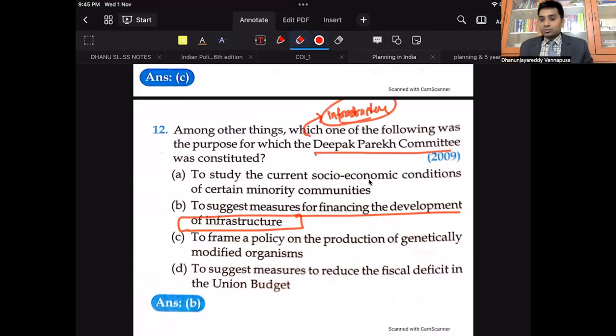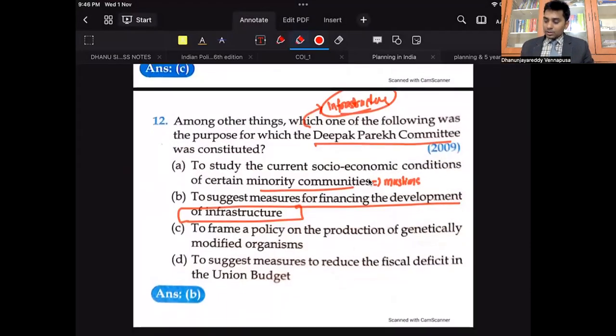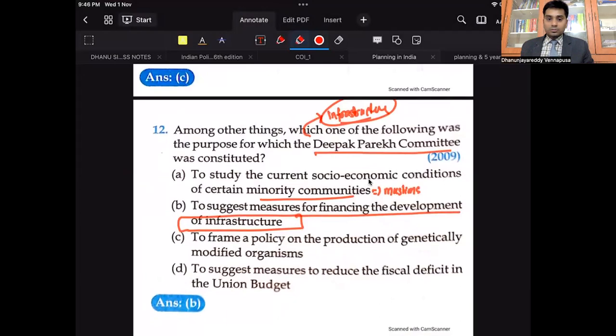To study the current socio-economic conditions of certain minorities, that is Muslims, you have a committee to study the current socio-economic conditions of certain minority communities under Prime Minister Manmohan Singh. They have constituted a committee. If you know that committee, please text in the comment box. Let us see how many people know this committee. I am going to answer this in my next class.